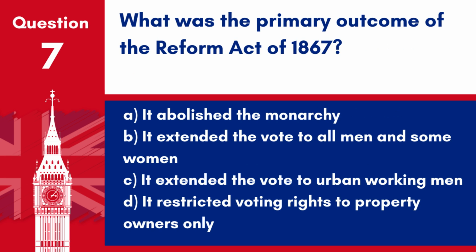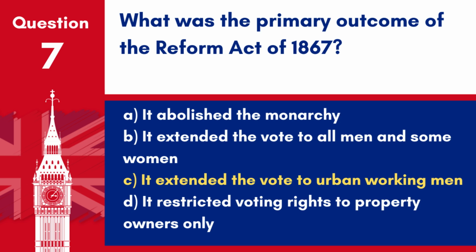Question 7. What was the primary outcome of the Reform Act of 1867? A. It abolished the monarchy. B. It extended the vote to all men and some women. C. It extended the vote to urban working men. D. It restricted voting rights to property owners only.